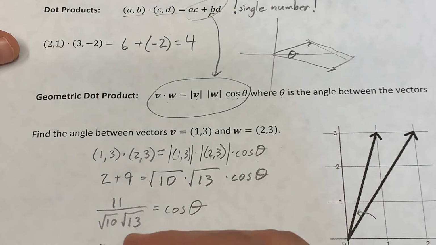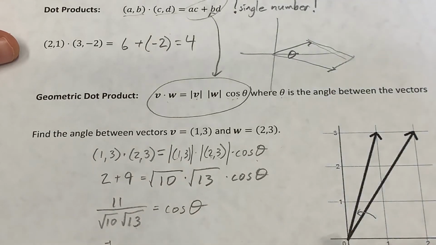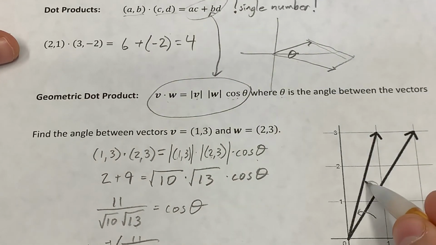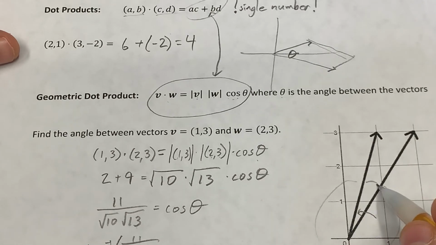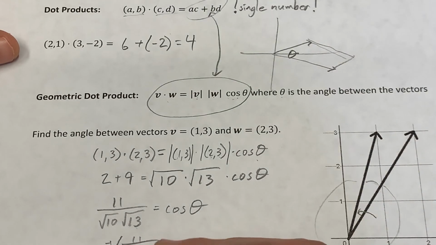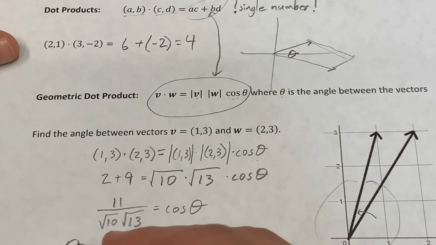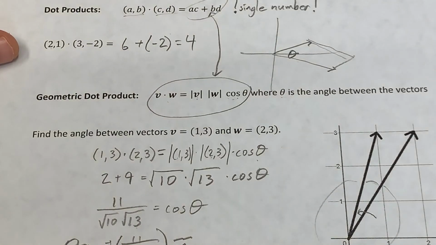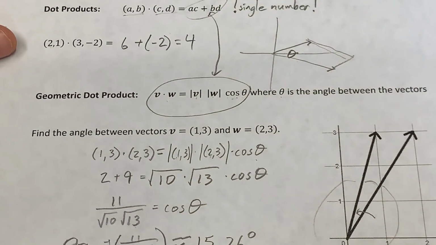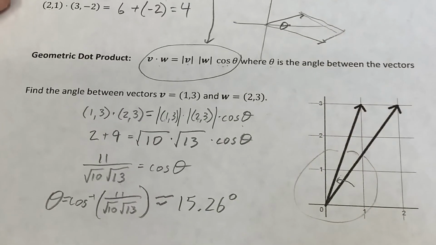Cosine inverse is handy because it knows about angles between 0 and 180. That means it'll just assume it's calculating the smaller one. You could calculate the other one, but it'll assume it's calculating the smaller one. In this case, I calculated that ahead of time, and it's about 15.26 degrees. That's the angle there. Hope that's helpful.